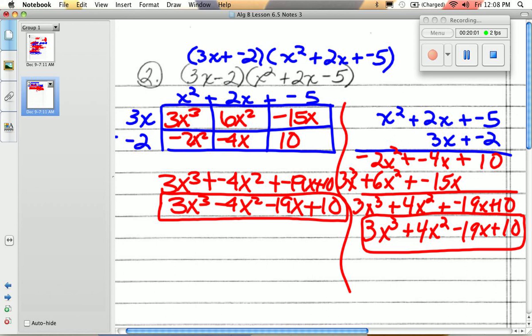It's right here. She didn't show her combining like terms. Here's what Haley did. These are like terms here. And when Haley combined those together, she got negative 4x squared, but it should be a positive 4x squared, shouldn't it? And then these guys can be put together, and you get negative 19x. So now her and I agree. So the answer should be, for those of you who agreed with her the first time, she was not right. The answer should be 3x cubed plus 4x squared minus 19x plus 10.